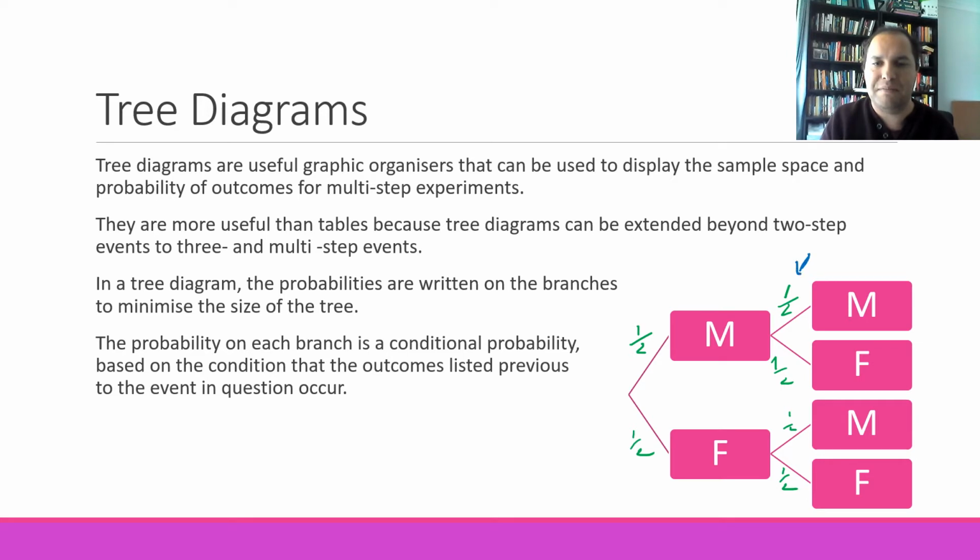Now the probability on each branch is actually a conditional probability. So this one here is actually conditional because it depends on what happened in the previous outcomes. For example, this probability here is the probability of getting an M with the second pick given that you got an M with the first one. This probability here is the probability of getting an M with the second pick given we got an F with the first pick. So these branches are conditional on what has happened beforehand.